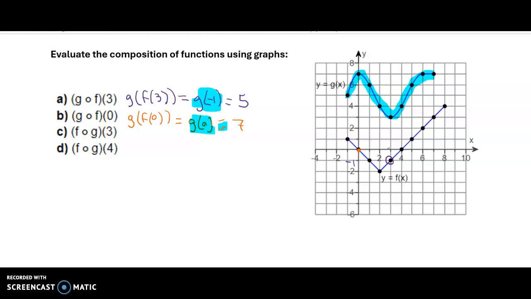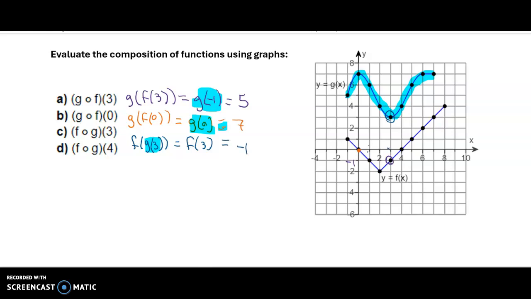Now let's go ahead and try to find f of g of 3. First, I'm going to look at g of 3 and look at my highlighted g function, 1, 2, 3 for x. My y value is also 3. So now I'll find f of 3. 1, 2, 3, and I get -1.